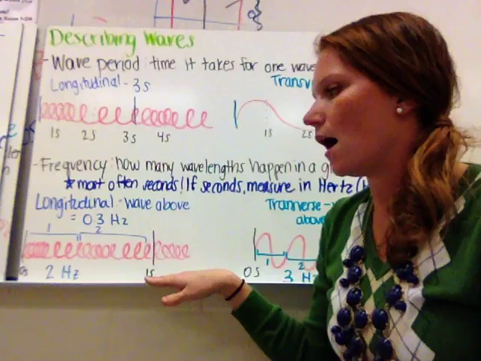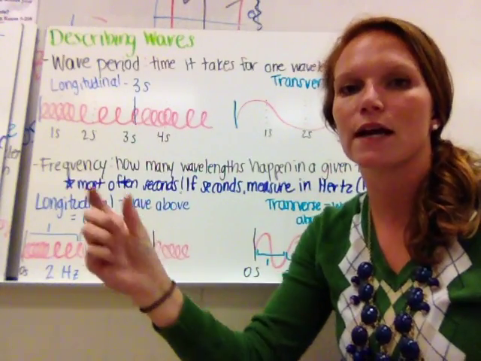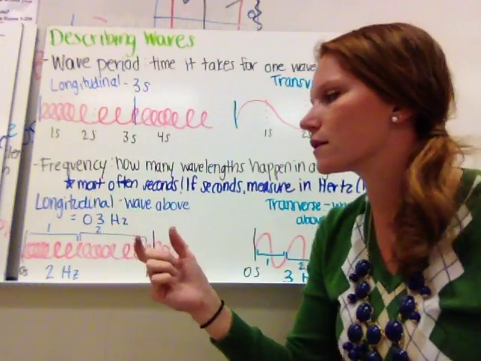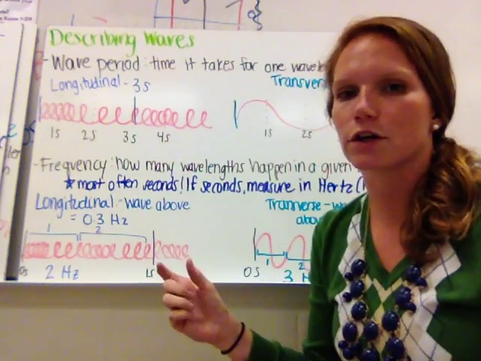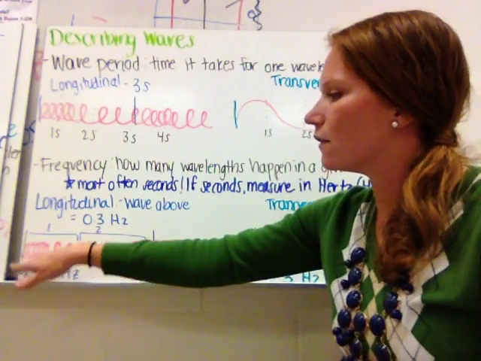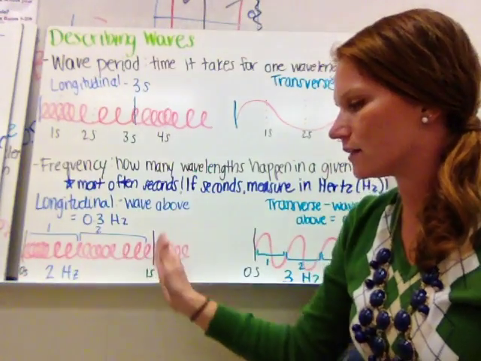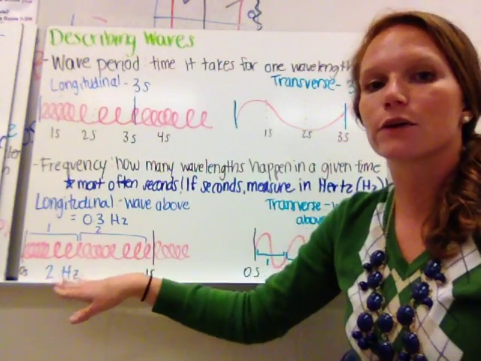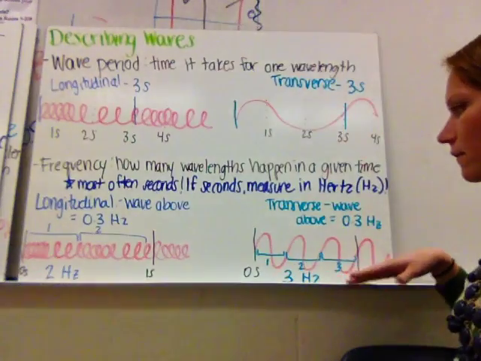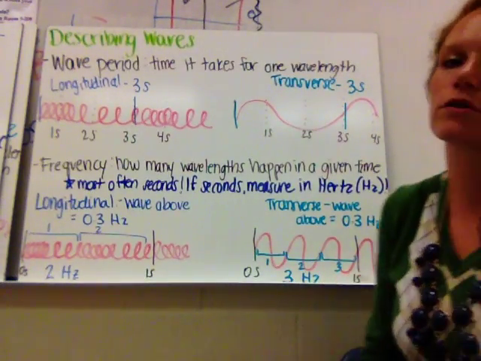So I drew you one. Like I said, most waves, sometimes old stereo systems, you'll see you can measure the sound in hertz, or the pitch in hertz. So in this one, I drew 2 wavelengths in 1 second. So that would be a frequency of 2 hertz. Over here for the transverse wave, I drew 3 wavelengths in 1 second. So that was 3 hertz.